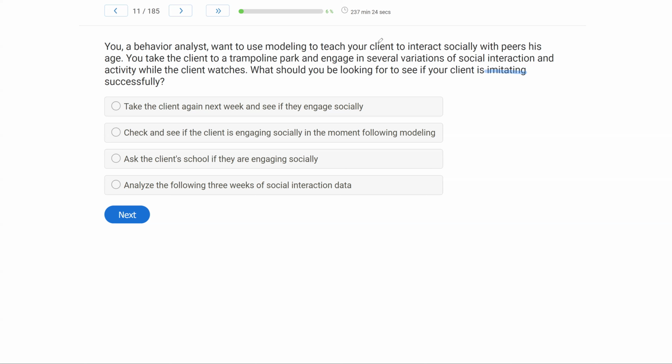So if you're modeling social interaction with peers at a trampoline park while the client watches, what do you want to check for to make sure this is imitation? A, take the client again next week and see if they engage socially. Well, it'd be great if they did, but that's not going to be imitation because it's happening a week later. B, check and see if the client is engaging socially in the moment following modeling. Yes, this is what we're looking for. We're looking to see that the imitation is occurring as an immediate result of the model.